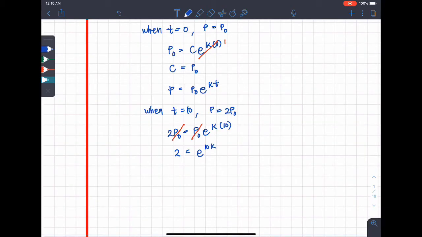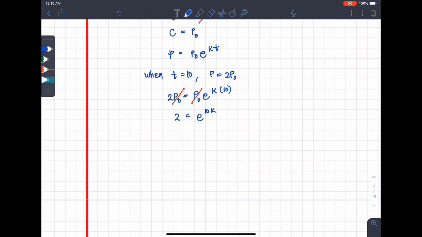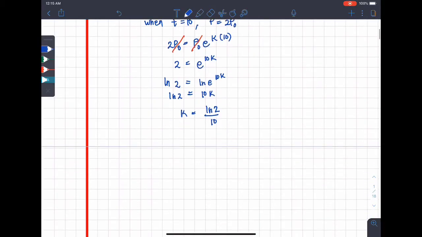And we need to find what's the value of k. To find the value of k, we will be employing the logarithm. So ln 2 would be equal to ln e raised to 10k, giving us ln 2 equal to 10k, and thus k is equivalent to ln 2 divided by 10. So this time around, we have the value of k, which is ln 2 all over 10.